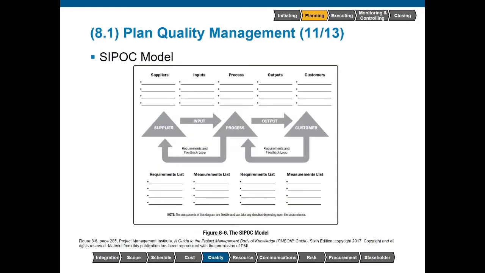Here we see a SIPOC model. With SIPOC, we're basically looking at the suppliers that give us our inputs to our processes. So all of our inputs, everything that we need before a process can proceed, come from somewhere. We need to identify these suppliers. Then we need to look at these inputs and how they go into the process.